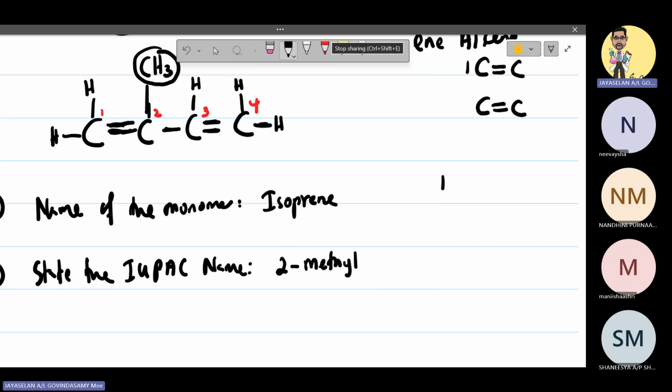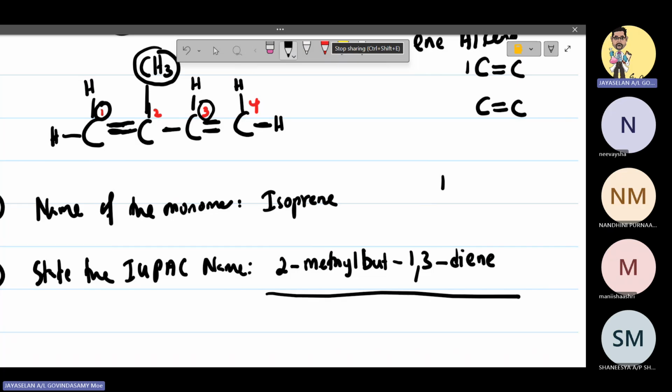So here you put what? We have a total of how many carbons? 4, right? So you put but, dash, then E and E. Then we have 1 double bond, 2 double bonds, so you put di. Any question? The first double bond starts after carbon number 1, so you put 1. The second double bond starts after carbon number 3.